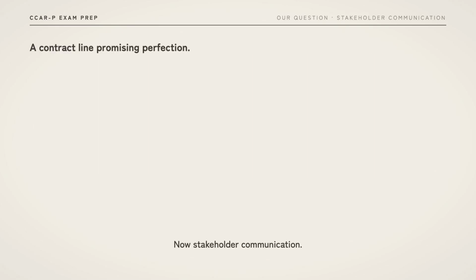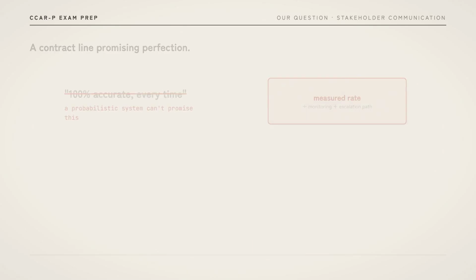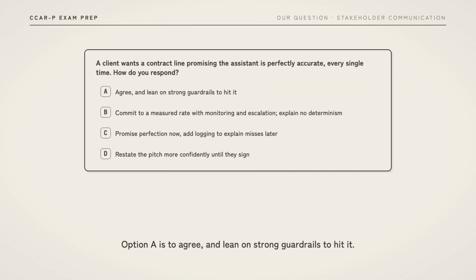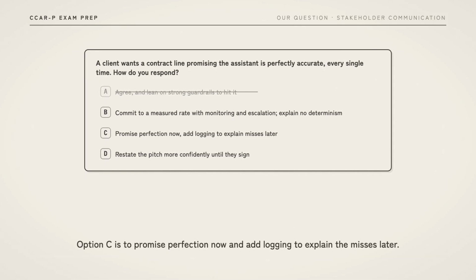Now, stakeholder communication. A client wants a contract line promising the assistant will be perfectly accurate every single time. Option A is to agree and lean on strong guardrails to hit it. Option B is to commit to a measured accuracy rate with monitoring and a clear escalation path while explaining you can't promise determinism. Option C is to promise perfection now and add logging to explain the misses later. Option D is to just restate the pitch more confidently until they sign.